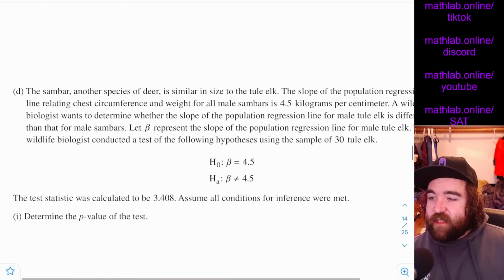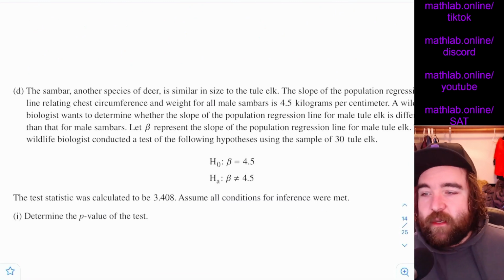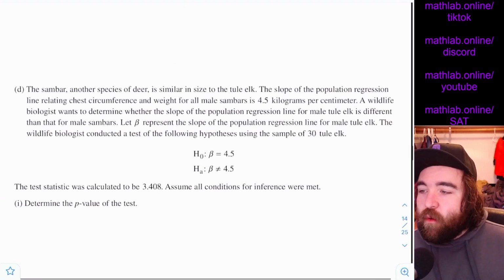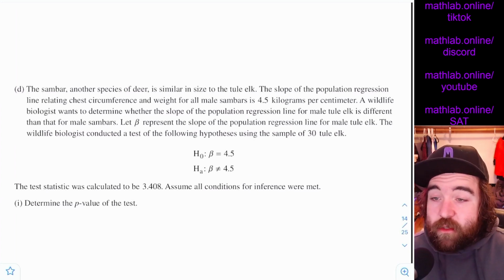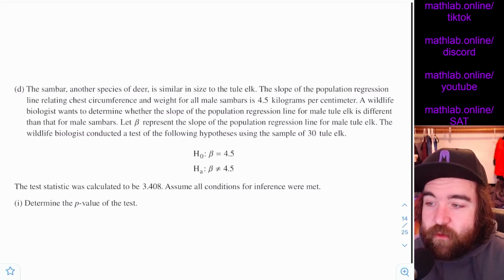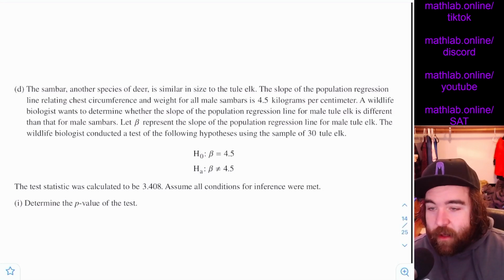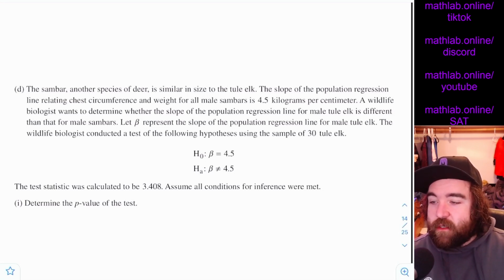Yep. The sambar, another species of deer, is similar in size to the tall elk. The slope of the population regression line relating to chest circumference is 4.5. A wildlife biologist wants to determine whether the slope of the population regression line from male tall elk is different than the male sambars. The test statistic was calculated to be 3.4. Assume all conditions were met.